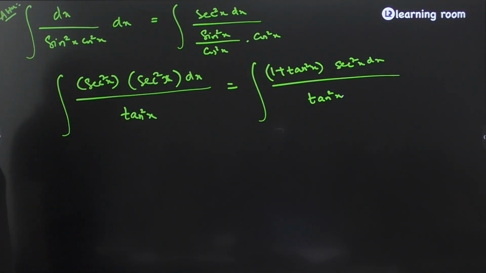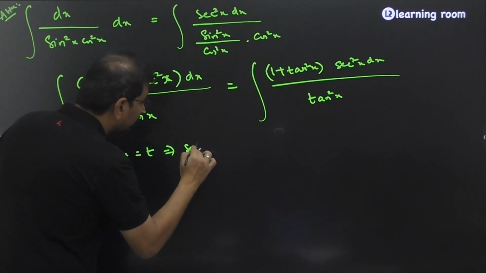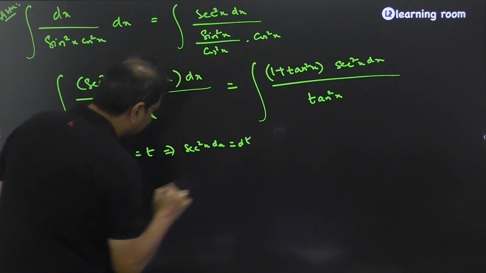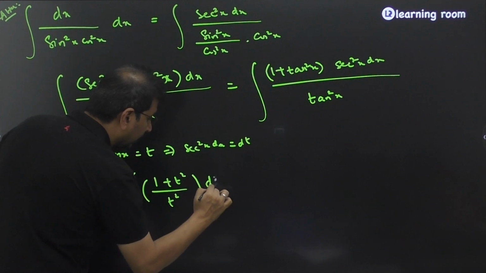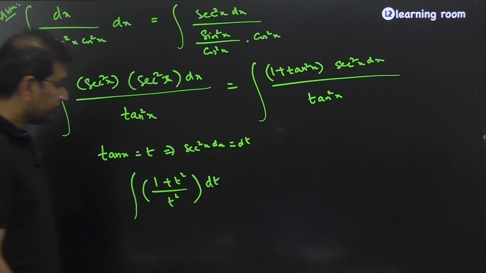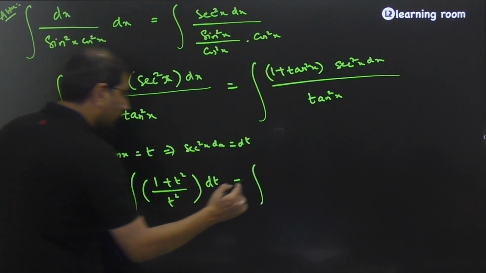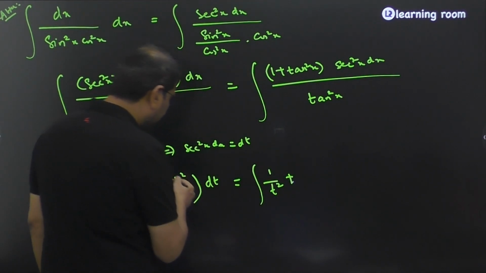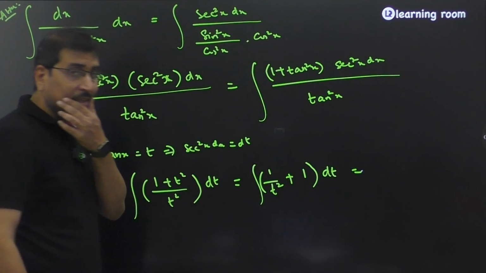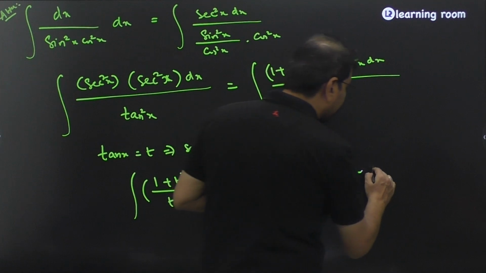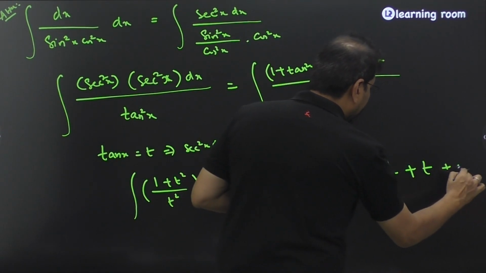Right. Now what can you do? You put tan x as t, which implies secant square x dx will be dt. So the integral of (1 plus t square) by t square times dt. This will be the integral of 1 by t square plus 1 times dt. What is the integral of 1 by t square? It is minus 1 by t. Plus, what is the integral of 1? It is just t plus c. You got the answer.